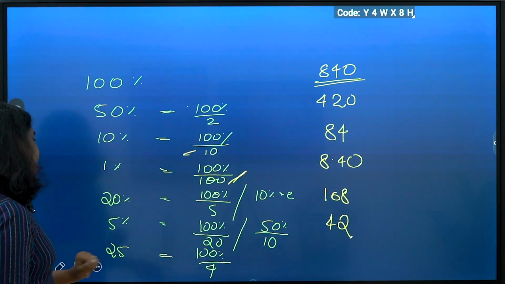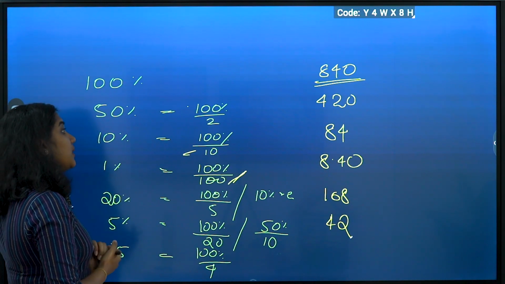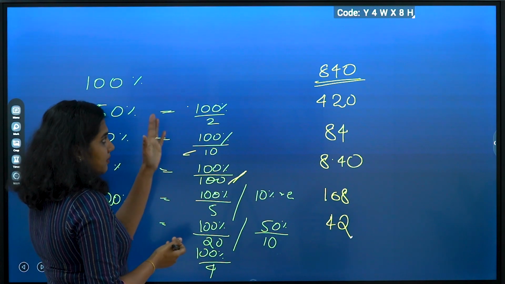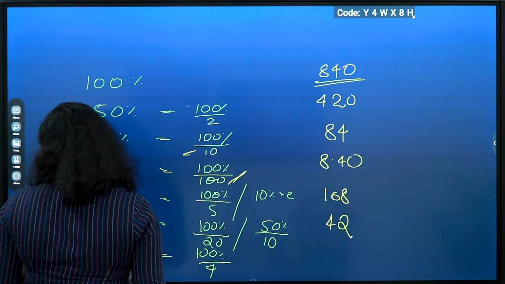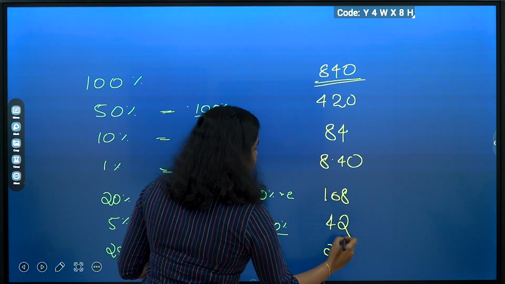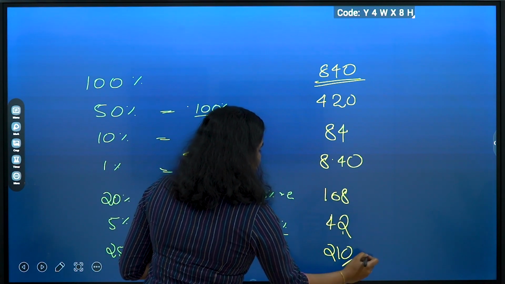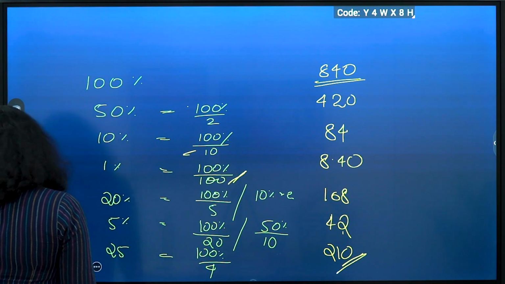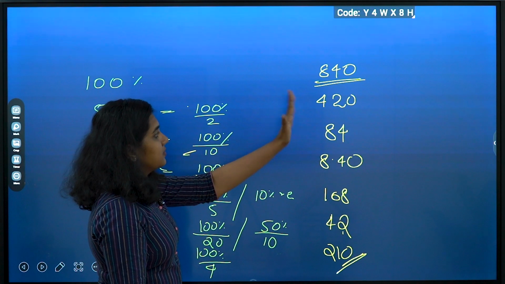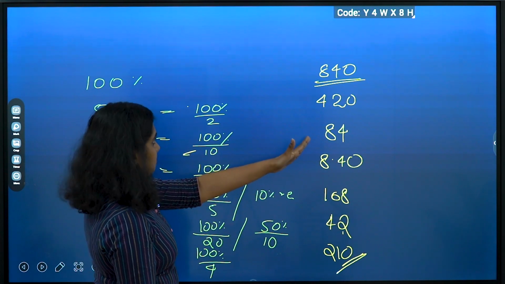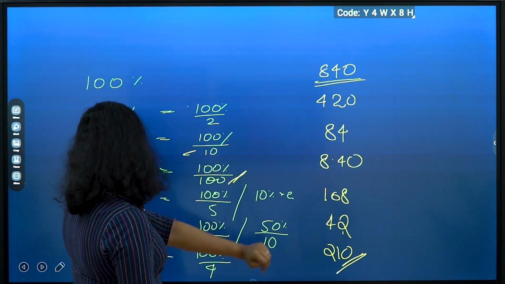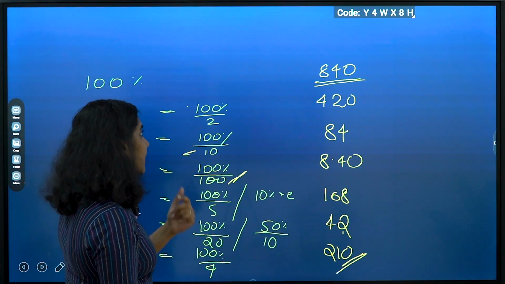Now 25%. So 25% means 840 by 4, right? That means 100% by 4. So 840 by 4 will be 210. Okay, so this is the 100%, 50%, 10%, 1%, 20%, 5% and 25% of 840.